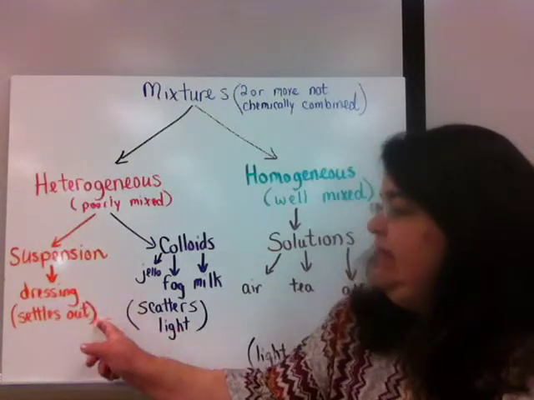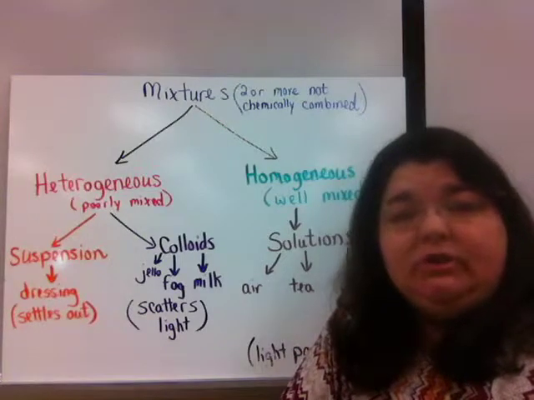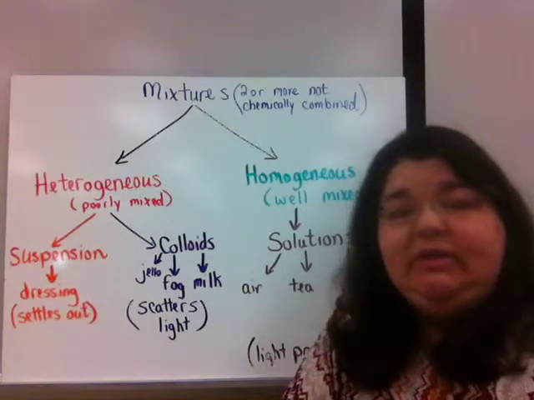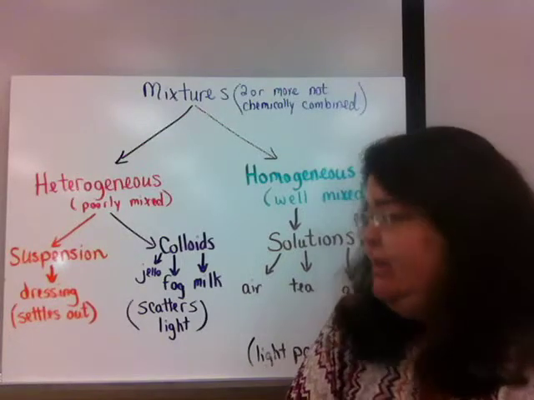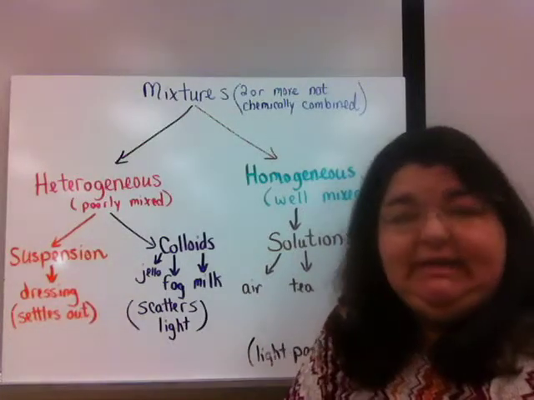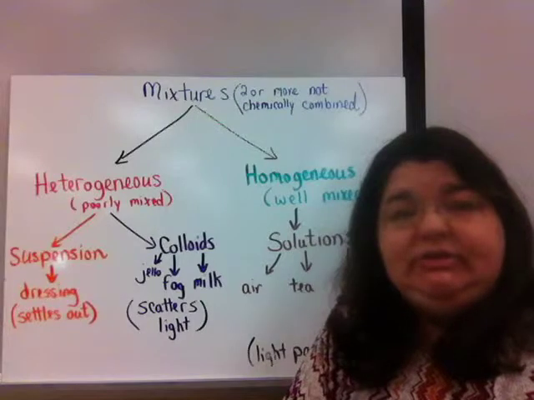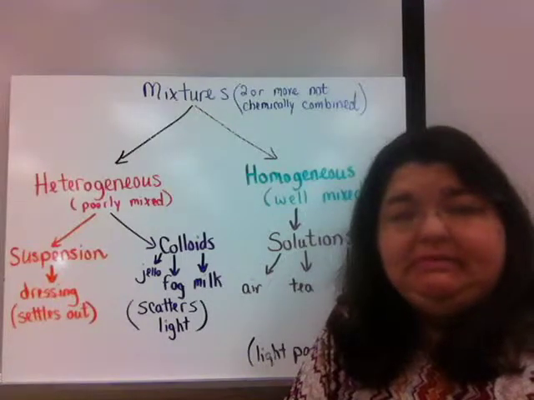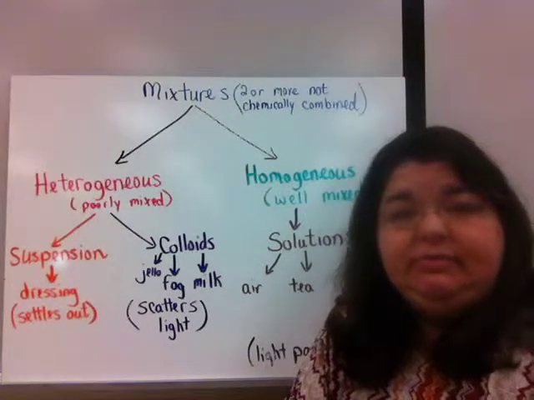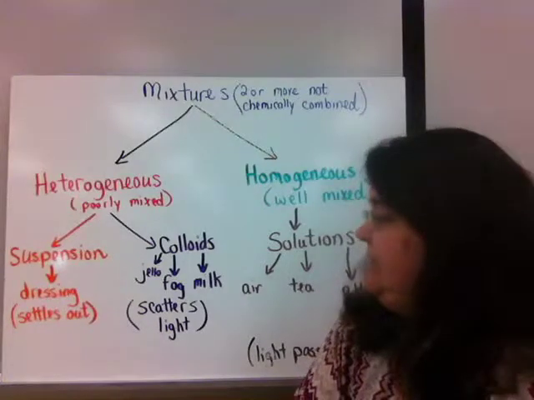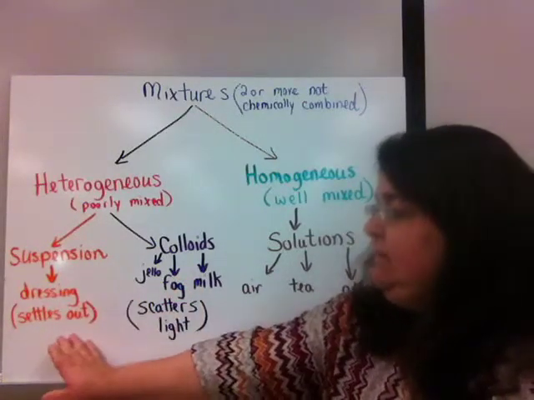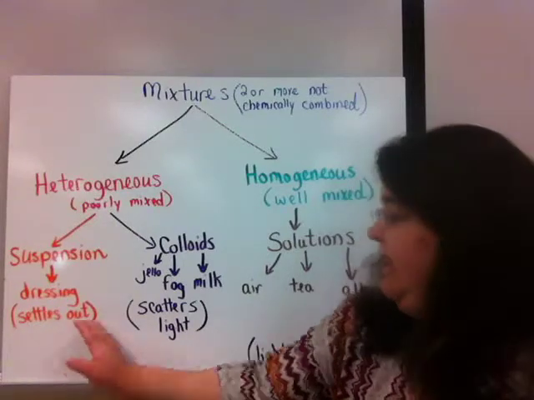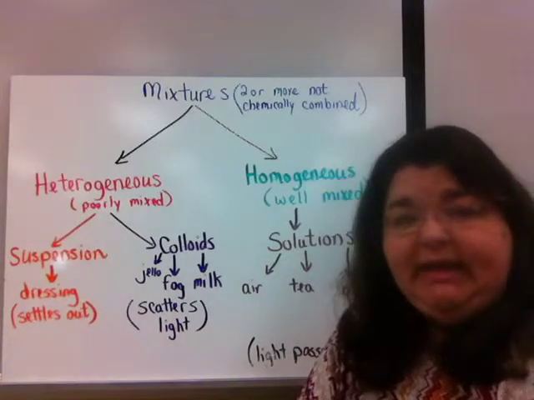Now, a suspension is something that has rather large particles that will settle out if you leave them alone to stand for a while, like vinaigrette dressing. Before you put it on your salad, you know that you need to shake it up and mix it well so that you get all those wonderful flavors on your salad. So we have suspension and colloids. One settles out after a time, and one scatters the light.